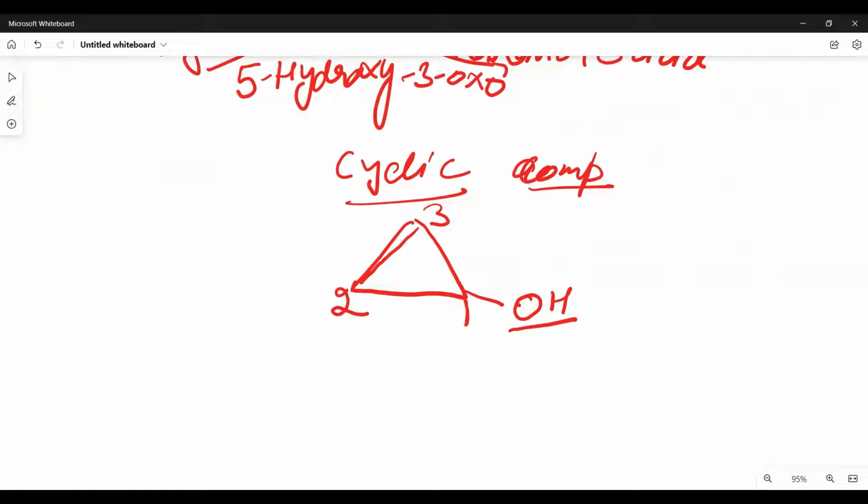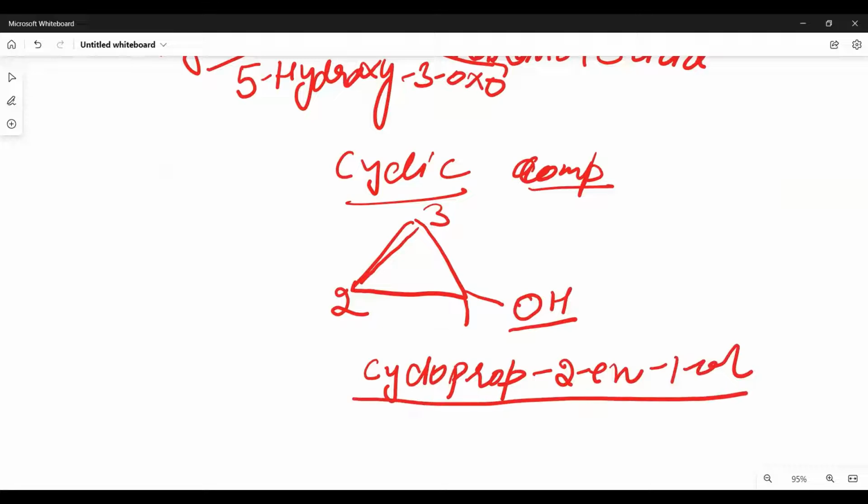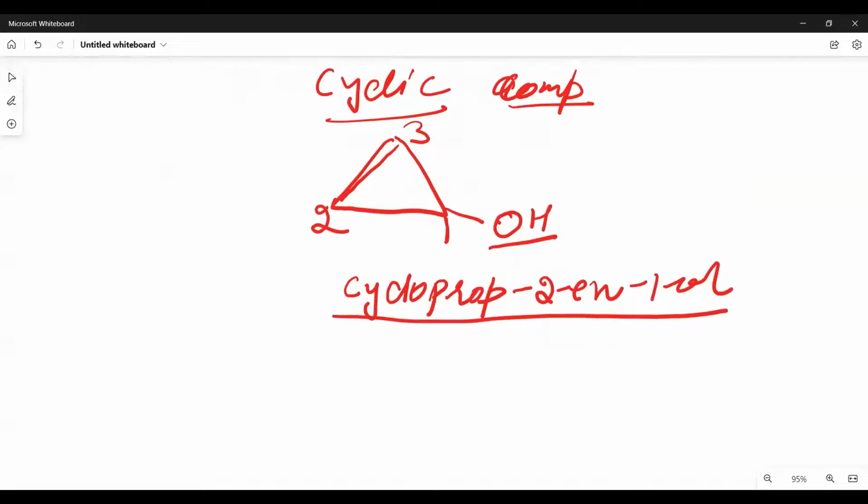So what will be the nomenclature? In that case, it is cyclopropane. Now we will write prop because there is a double bond. We cannot write propane, because an is used when all are single bonds. So it is cycloprop-2-ene, because the double bond is at the second number. Then 1-ol. So it will become cycloprop-2-en-1-ol.